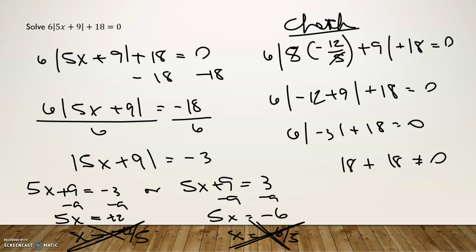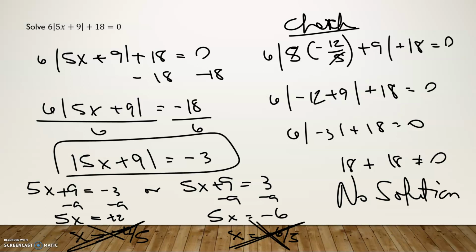So the two solutions that you do come up with, once you check them, neither one is going to work, and then you can say, hey, no solution. But if you notice that right here, you have an absolute value equal to a negative, you can stop right there and say, hey, that can never happen, so no solution.